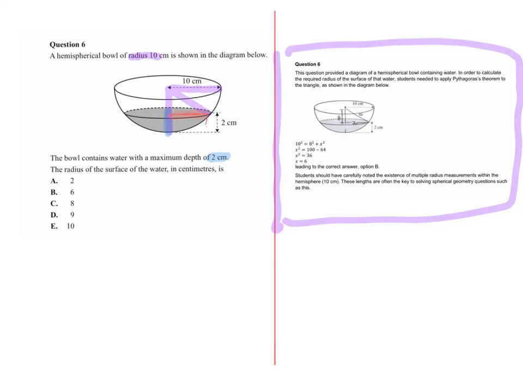But we can see we now have our little triangle, because if there to there is 2, then what would this bit be? 8. So you've got your triangle now. That's 10, that's 8, and this is the question, and you just use Pythagoras, which is what they've done there, and they found out the radius is 6. Okay, that's pretty easy. So that was the exam question that they had.